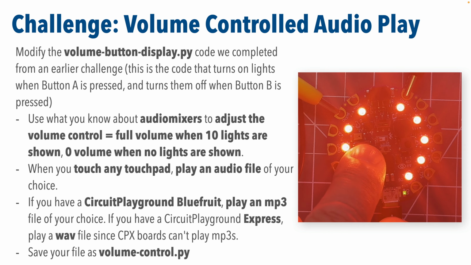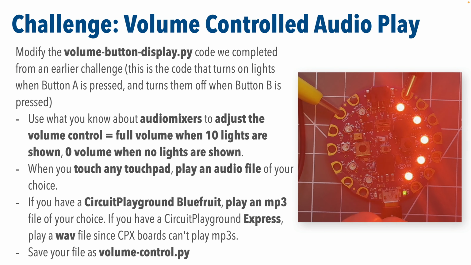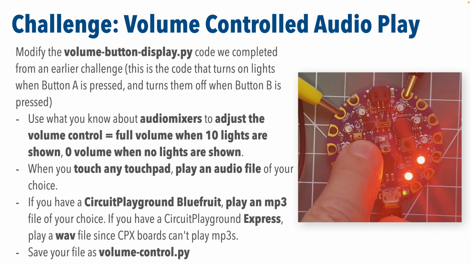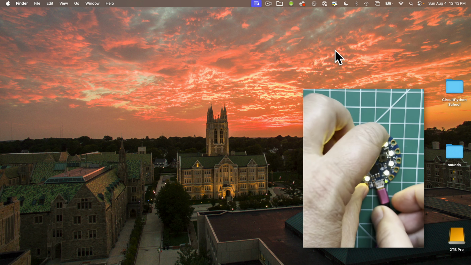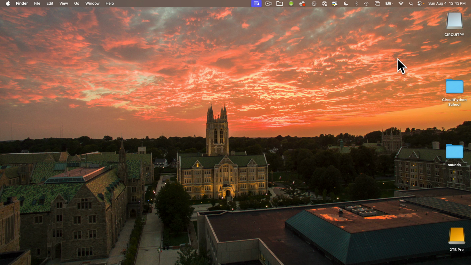Then button B will turn down the volume one tap at a time. Here it is at volume halfway. So the volume is at half as well. Let's go down to 1. And at 0, when you tap a touchpad, no sound should come out the speaker. So make sure your Circuit Playground is plugged in.